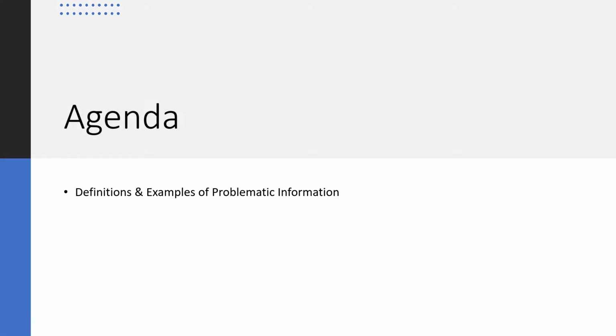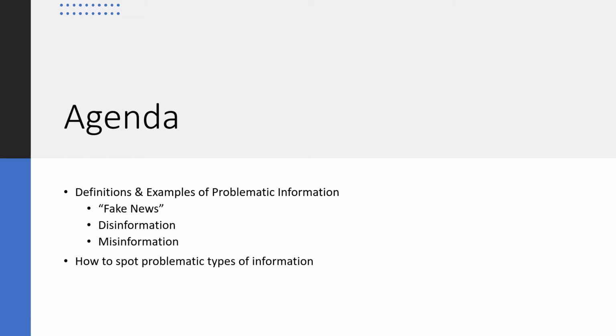In this presentation, I will give you definitions and examples of problematic types of information, including fake news, disinformation, and misinformation. Then, I will give you tips and tools to spot and evaluate different types of problematic information. And at the end, I have a special note on COVID-19 misinformation.